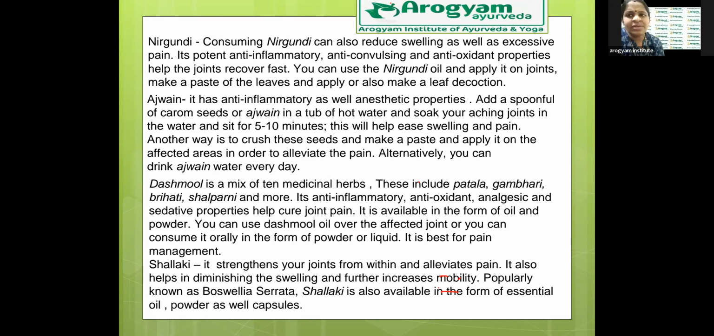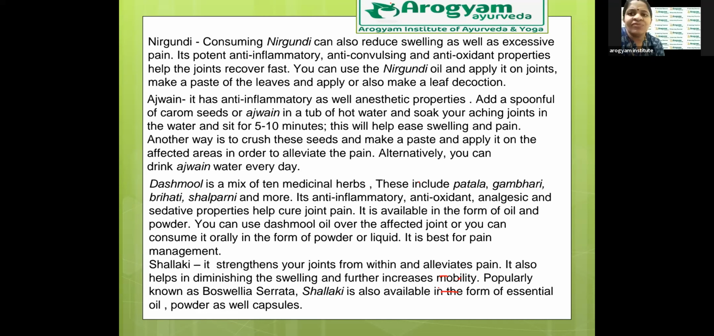ये तो हमारे किचन में ही मिलते हैं, right? Then another way is to crush the seeds. Seeds का paste बना के आप apply कर सकते हैं affected joints के ऊपर. This also helps reduce the pain instantly. Alternatively, you can drink ajwan water every day. So हर रोज आपको ajwan water पानी पीना होगा.